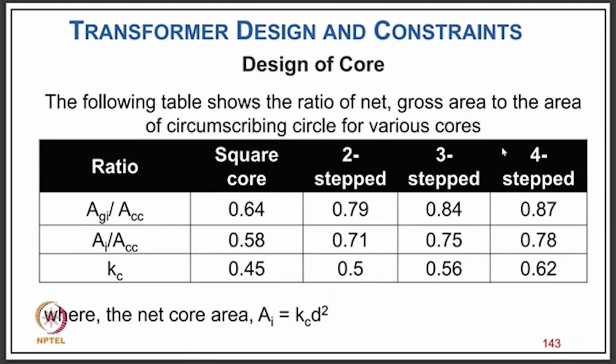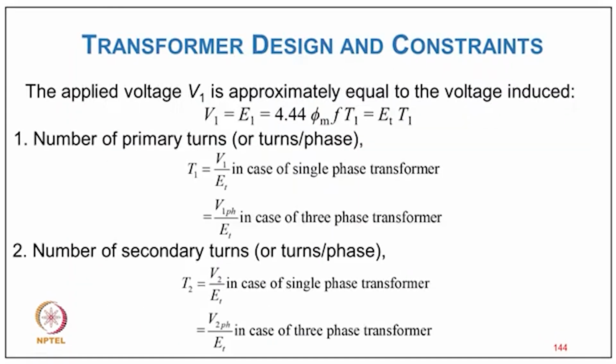And now you can see how it varies with the different steps, which you can even make a program for and get this data. So for this ratio of AGI to AC, or AI to AC, or KC, how it becomes the factor. For square core, it is 0.64, then for 2 step 0.79, for 3 step 0.84, and 4 step 0.87. You can see the gain from 0.64 to 0.79 is quite substantial to go from square to 2 step, but that much is not the gain on further increasing. So normally 2 step cores are reasonably preferred, but for high rating we go even for a high number of steps, because within the same circle you get more area of the core.